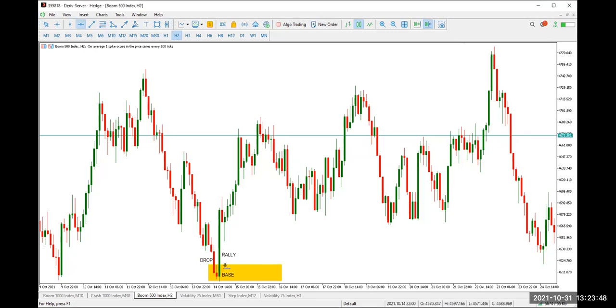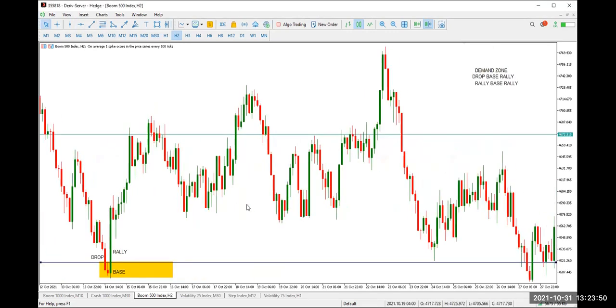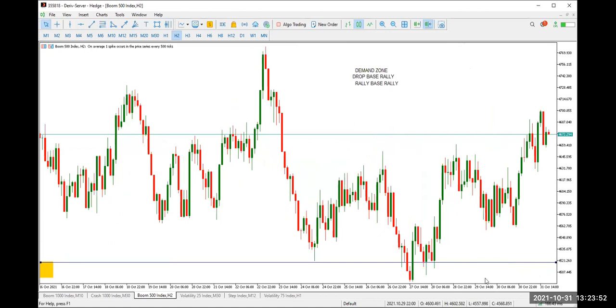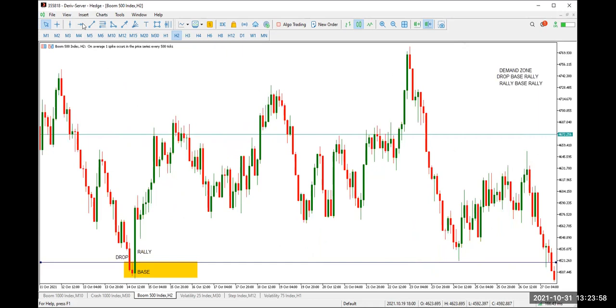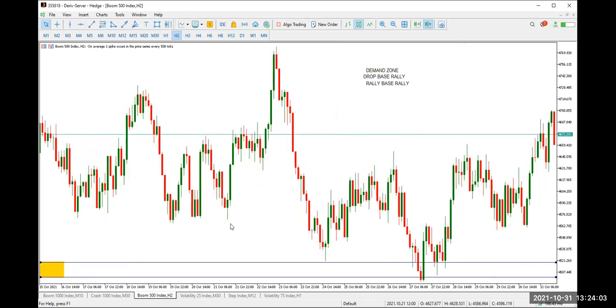So let's see how the market respected this base candle here. Did you see how the market came to it here? It didn't break the demand zone. This is the base candle. Look at it. The market did not pass this demand zone.